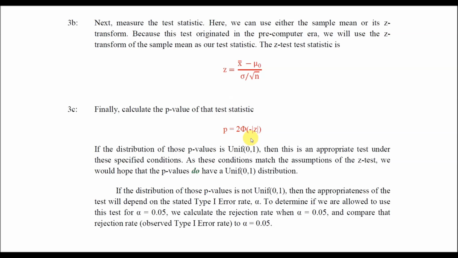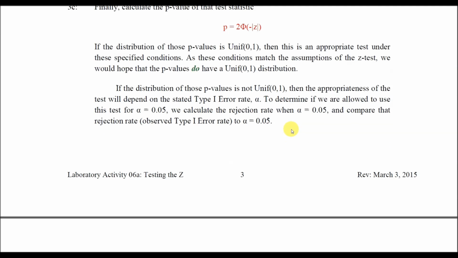Now if those p-values are uniformly distributed 0, 1, then this is an appropriate test under these specific circumstances. As these conditions match the assumptions of the z-test, then those p-values had better be uniform 0, 1 distributed. Because if they're not, then there's something fundamentally wrong with this test. If the p-values are not uniform, then the test is going to depend upon the stated type 1 error rate, alpha.